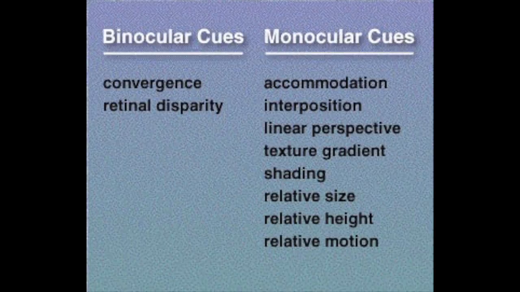Binocular cues are cues that rely on both eyes working together. Monocular cues are cues that are registered by each eye independently. Examples are below.